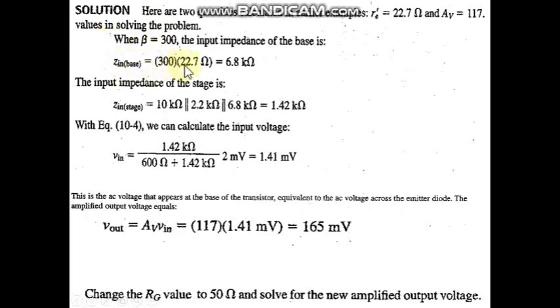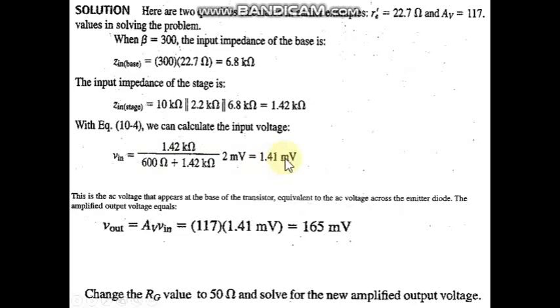So Z in base will be this. Z in stage will be R1 parallel R2 parallel beta Re dash. So it is 1.42 kilo ohm. Your V input will be 1.42 upon 600 ohm plus 1.42, that is Z in stage upon Rg plus Z in stage, which is 1.41 millivolt.